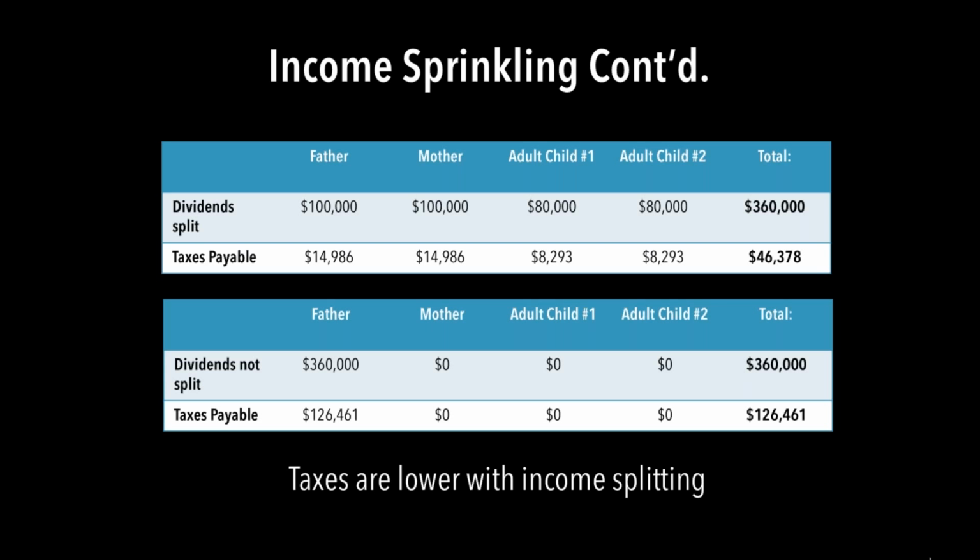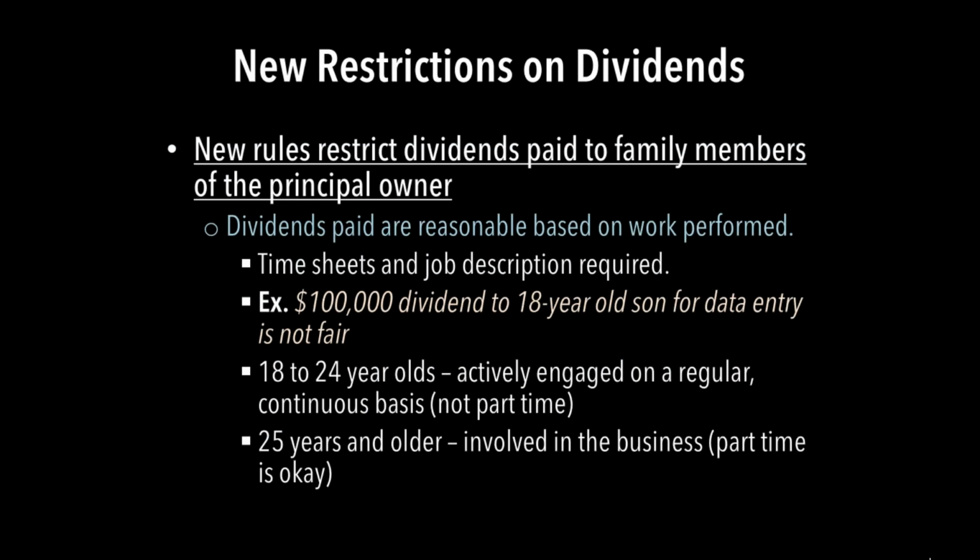He will pay taxes of $126,000. That's an increase of almost $80,000 under the income sprinkling method. So you can see why many business owners are outraged at the prevention of income sprinkling. Let's look at this in further detail, shall we?